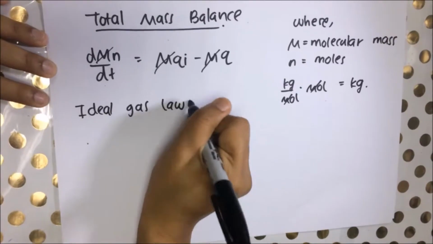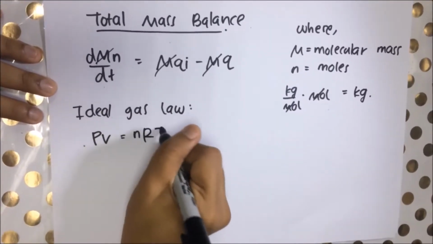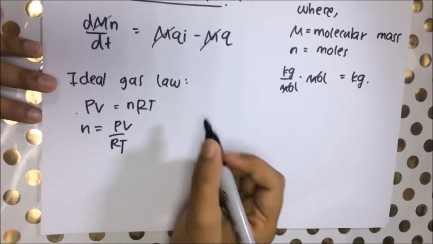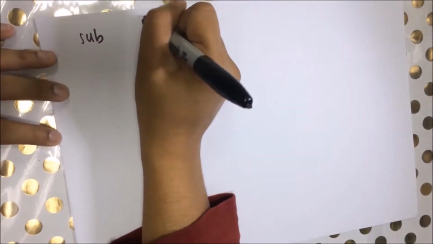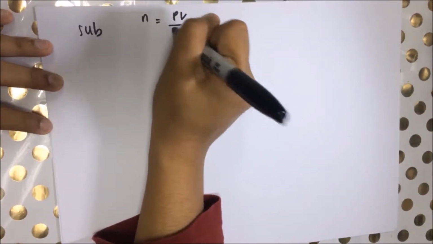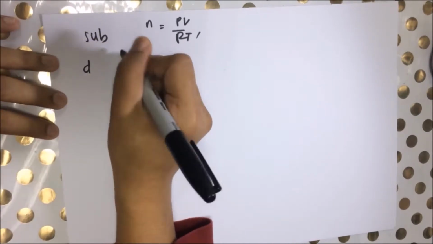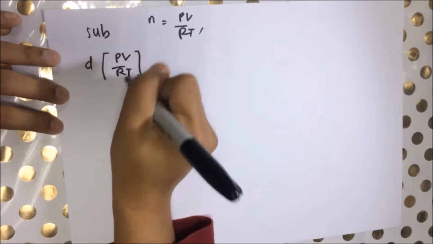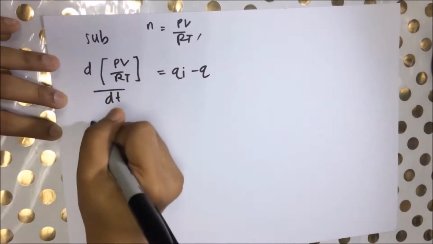We've assumed that it's an ideal gas, so we can use the ideal gas law, which is PV equals nRT, and we just want it in terms of n, so n equals PV over RT, so that we can substitute it into dn/dt equals Qi minus Q. So now we substitute n equals PV over RT, and that will give us d(PV/RT)/dt equals Qi minus Q.